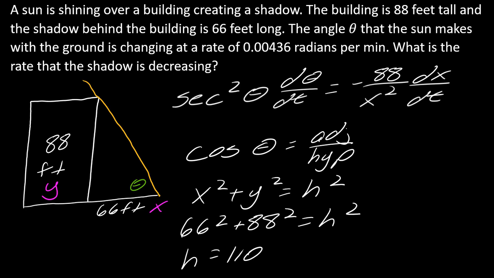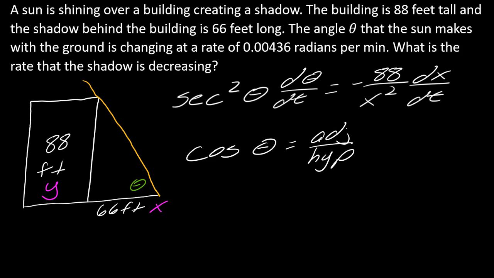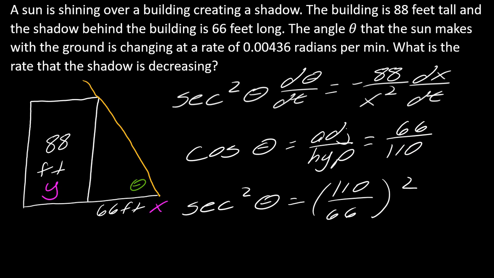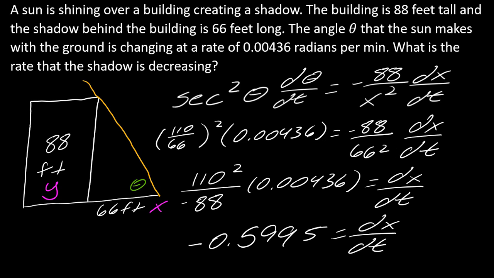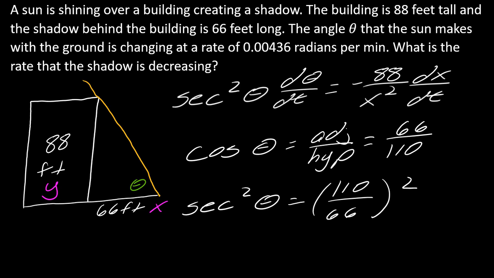Now I've got my adjacent and my hypotenuse, so I can plug in those pieces of information. But remember, we're talking about secant. Secant is 1 over cosine, so I really just need to take the reciprocal of this. For my secant squared, I just take 110 over 66, squared. And now I have really everything that I need to plug in to this problem here.